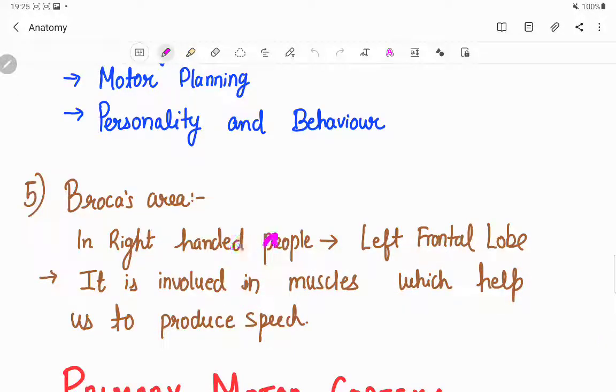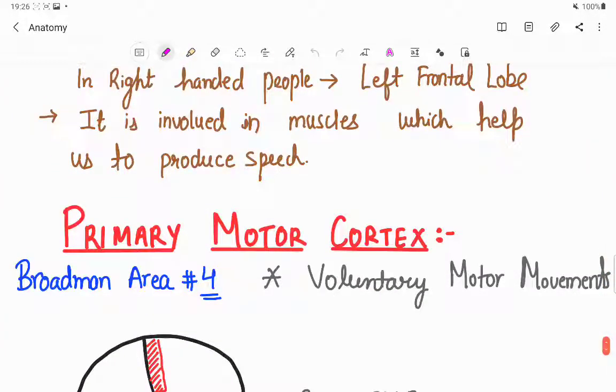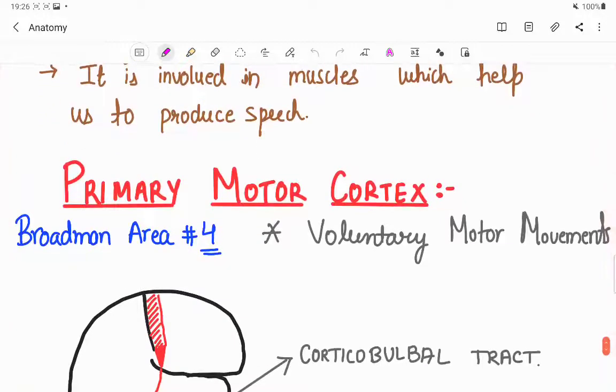In right-handed people, it is located on the left frontal lobe, and in left-handed people, it is located on the right frontal lobe. Broca's area is only one. It is not present in both of the cerebral hemispheres, as I told you before. So now let us dig into it and see the details of each of the areas of the frontal lobe of the cerebrum.